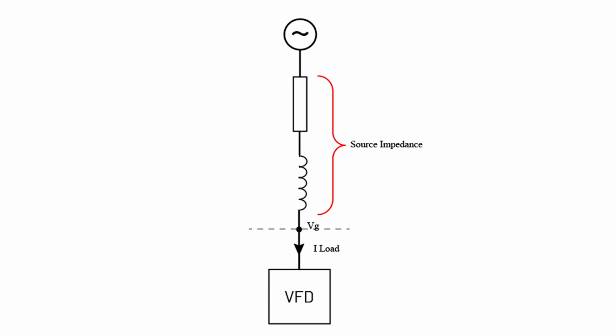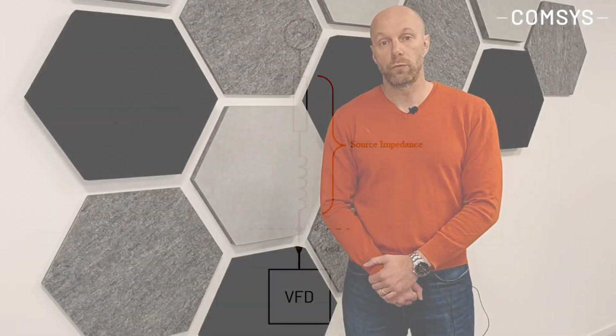Now we can replace the transformer with a Thevenin equivalent, a simple electrical model that will explain how the harmonics are actually affecting the voltage. So now consider the second picture where we have an ideal voltage source on the top. We have an inductor and we have a resistance. These two components will model the source impedance of the grid. Now the load will pull a current through those impedances.